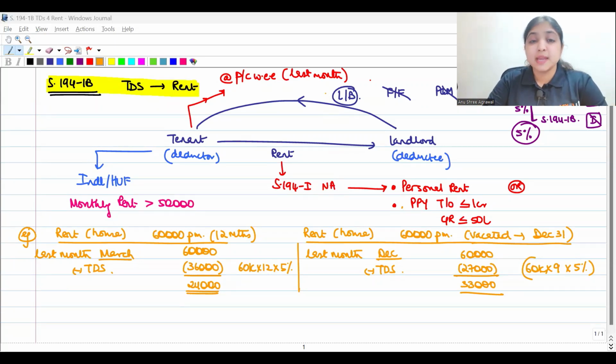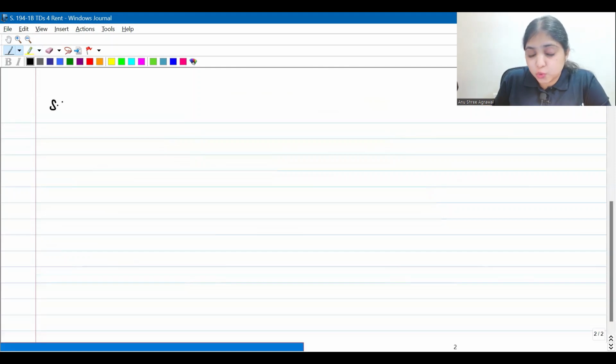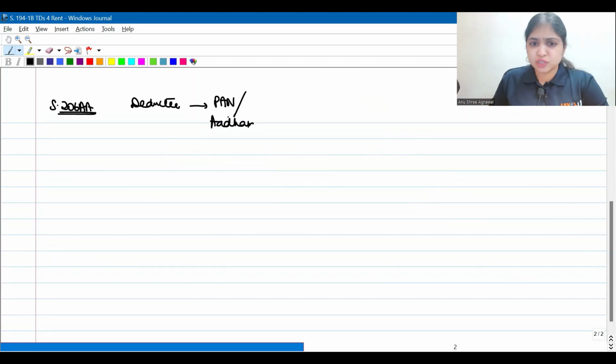See, you know about section 206AA? 206AA says that the deductee has to furnish either his PAN number or his Aadhaar number. At least one he has to furnish, PAN or Aadhaar. But if the deductee is neither furnishing his PAN number nor his Aadhaar number, then the TDS rate itself will change, guys. The TDS rate will now become 20% or whatever is the applicable rate in that particular section, whichever is higher.